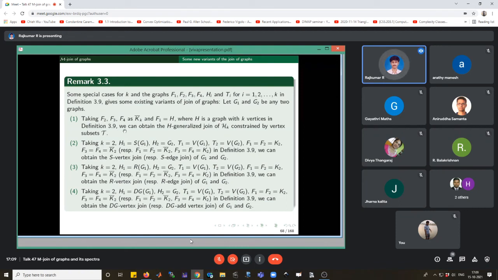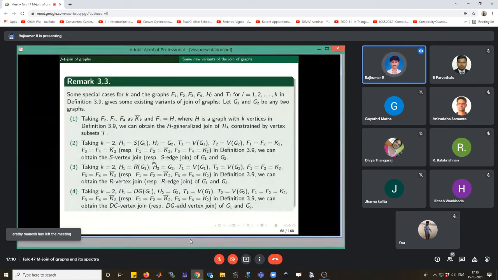So the main thing is that as a special case of our results, we have derived several results which already exist in the literature. For example, taking these values, we can obtain the H generalized join, S vertex join, S join, R vertex join, etc. All these things.